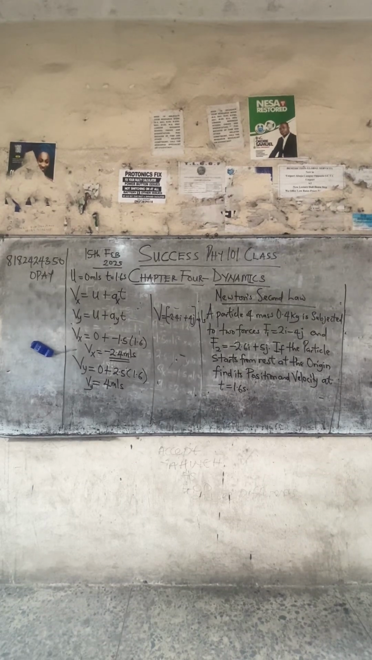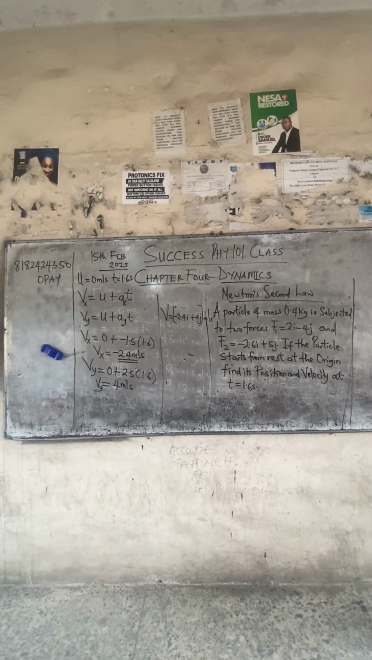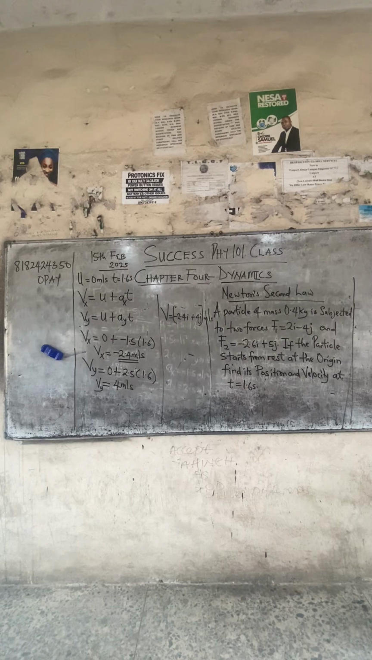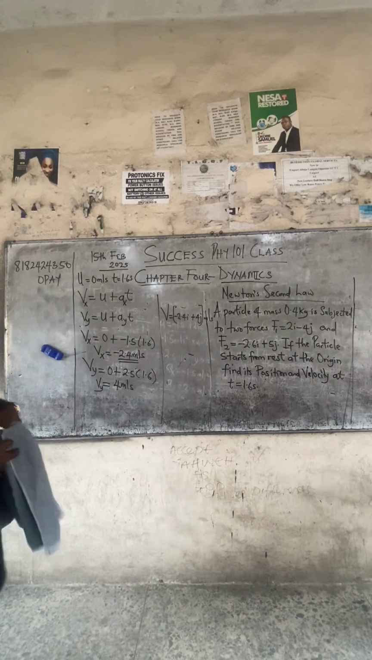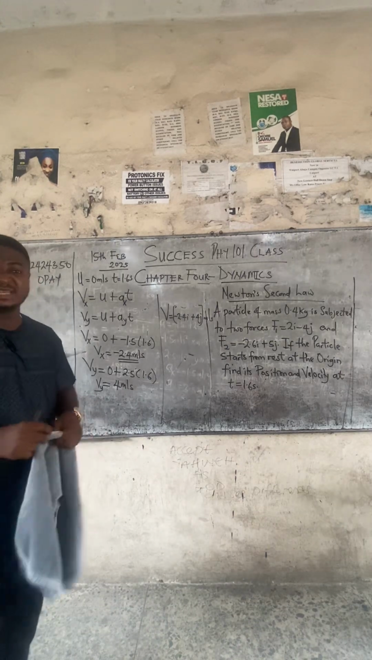Dynamics. We have a question we're solving currently, and we have just gotten the velocity. Now, having gotten the velocity, the second part of the question asks us to find the position. And to get the position in this question means to find the displacement.